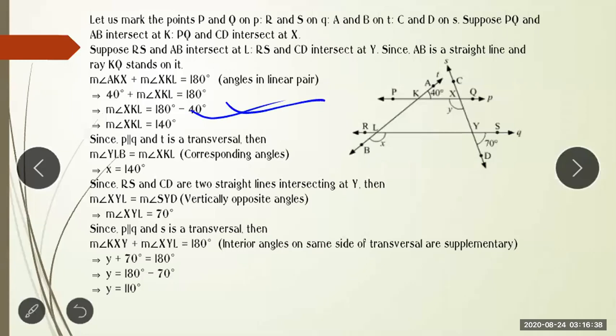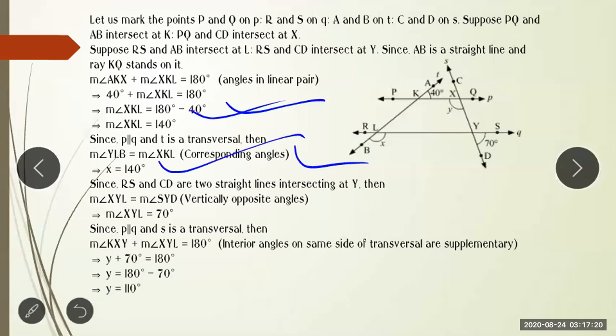Next we have written, since PQ is parallel to RS and KL is a transversal, first we are getting corresponding angles. We got measurement angle YLB equal to measurement angle XKL. Why? Because it is a corresponding angle, and XKL we got as 140 degrees. So YLB should also be 140 degree.